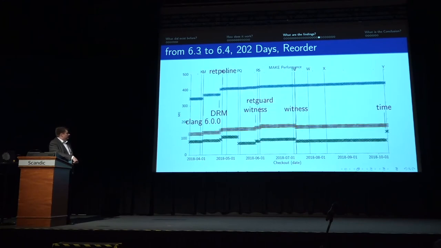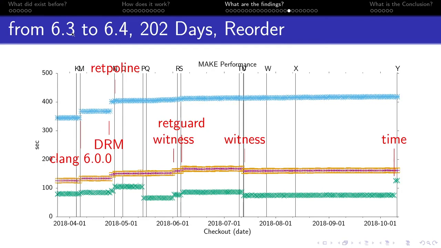So when we look at the compile time, here we updated Clang to 6.0, and since then, updating the compiler made it slower. Then we added a new DRM, that's the graphics driver, and it added new files. So compiling the kernel gets slower because we have more source files, so that's expected.